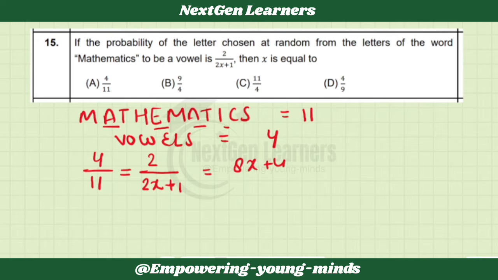If I solve this equation, I'll get 8x plus 4 is equal to 22, and if I solve this for x, I'll get the value of x equal to 9 upon 4. Hence option B is the correct answer. Now let's move to the next question.